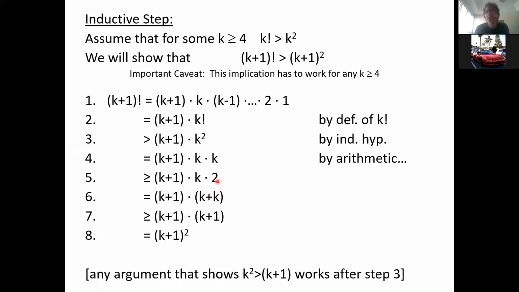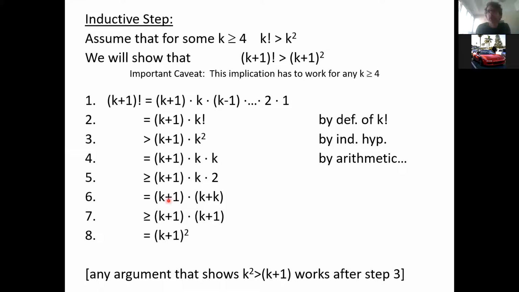What changed into equal sign? Sorry, you mean here? It didn't change, it's true. 2k is equal to k plus k. Okay. But you could also write greater or equal. It's also true. Yeah.